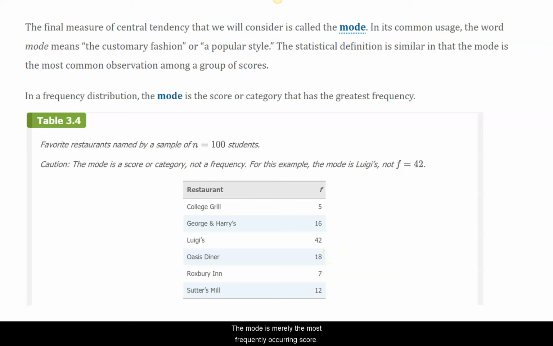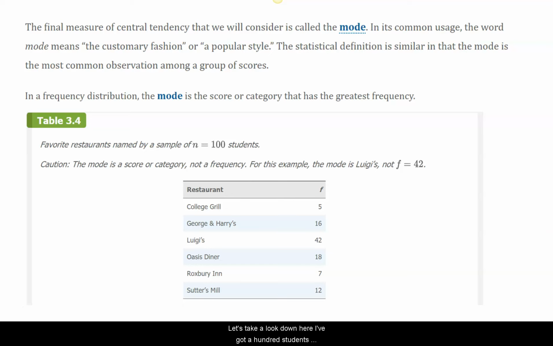The mode is merely the most frequently occurring score, and it's sometimes the case that the mode is not a majority. A mode must be used when we have a nominal scale as before. Let's take a look down here.